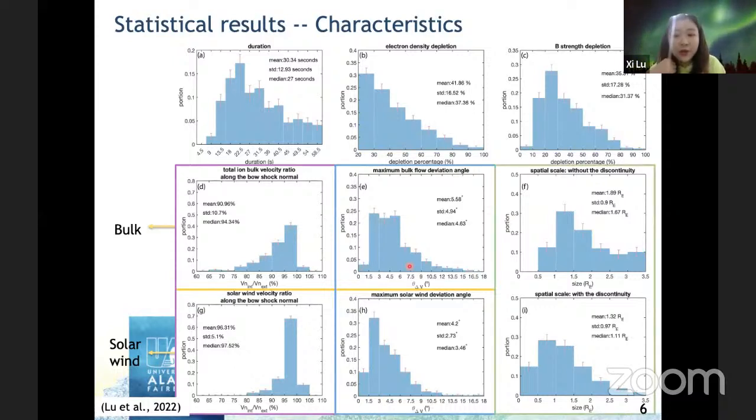And then we calculate the spatial scales for events with and without a discontinuity. For events without a discontinuity, we assume they convect with the solar wind and measure the scale in the GSE X direction. And for events with a discontinuity, we assume they propagate along the bow shock surface. And most of our events are between 0.5 to 2 Re.